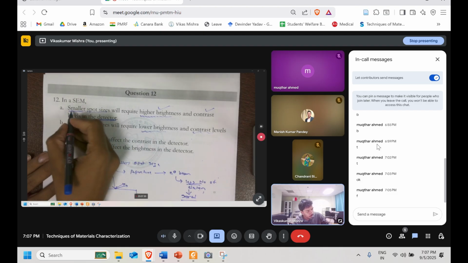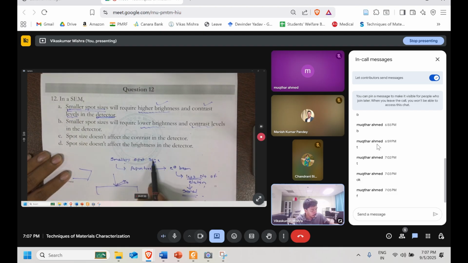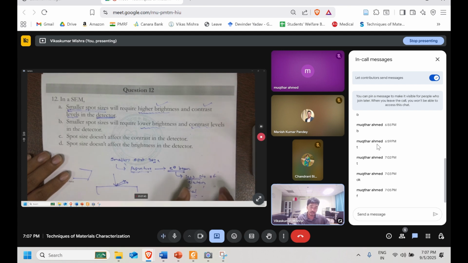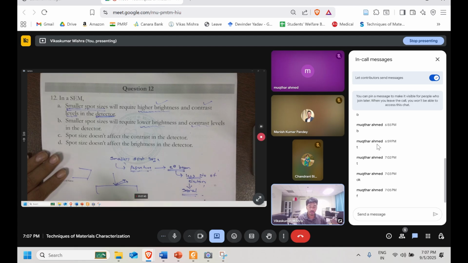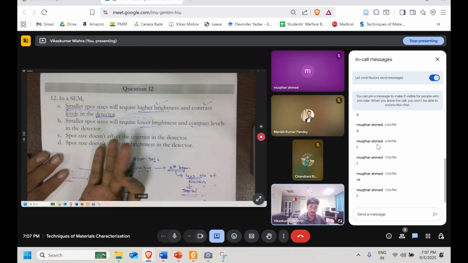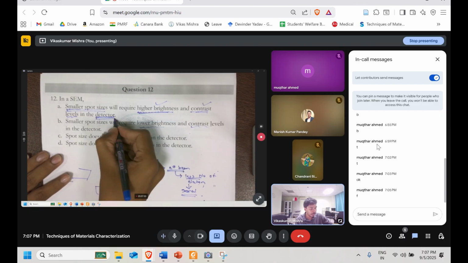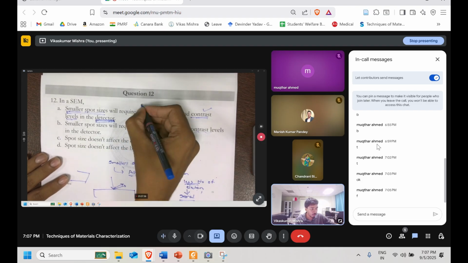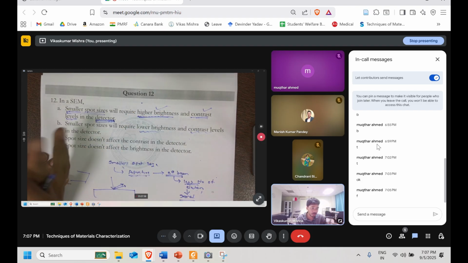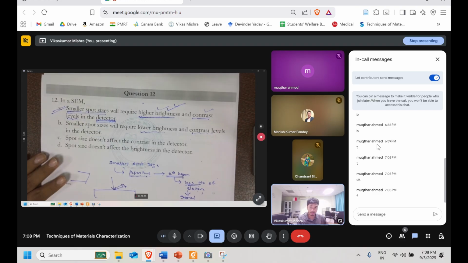The smaller spot size comes about because we keep decreasing the aperture diameter, so the number of electrons passing through the aperture and interacting with the specimen decreases, and the number of signals generated in the specimen decreases. So now if you want to detect those fewer signals, we need more brightness. The detector should be more sensitive toward it. Even a small number of electrons, it should be able to detect. It should be in the high brightness and contrast level in the detector. Right? So the right answer is option A.